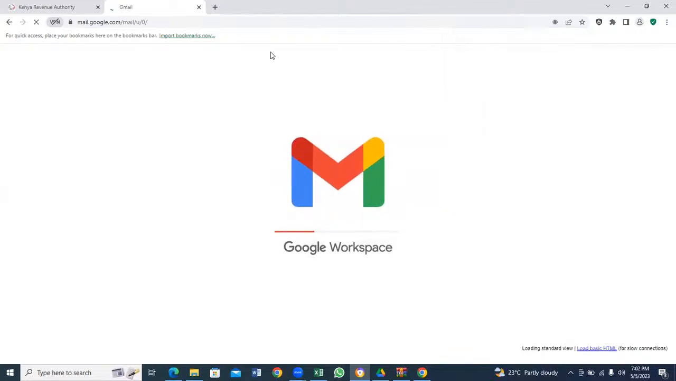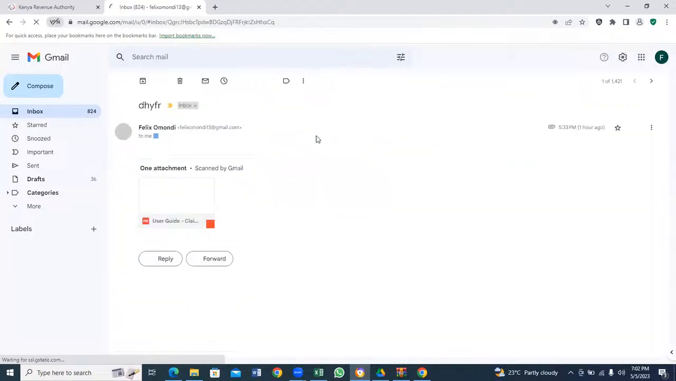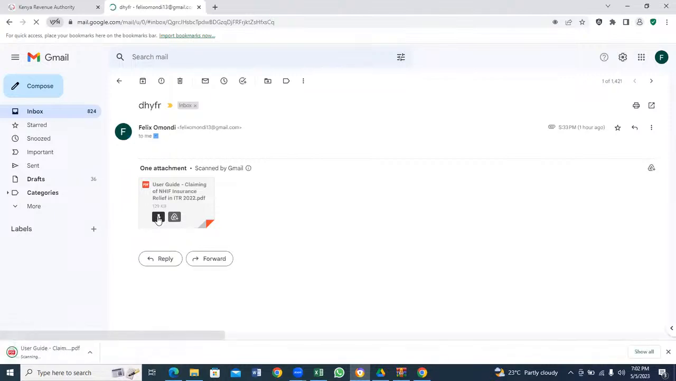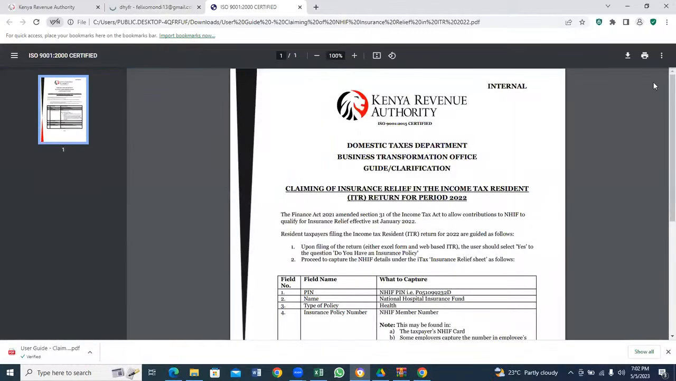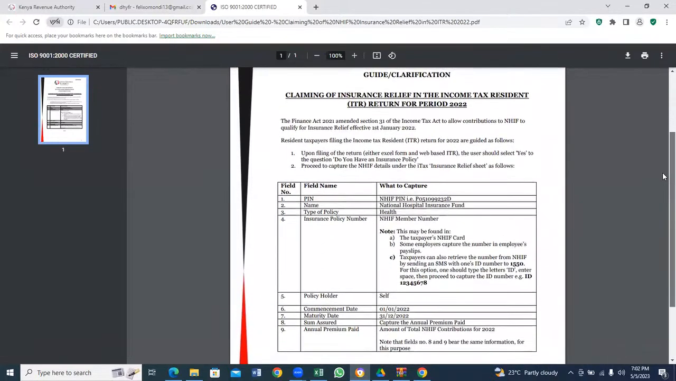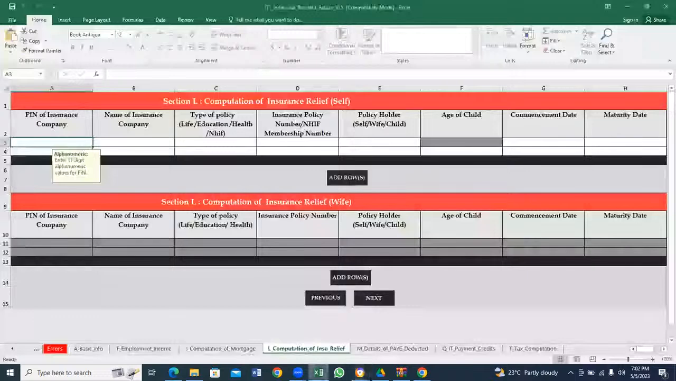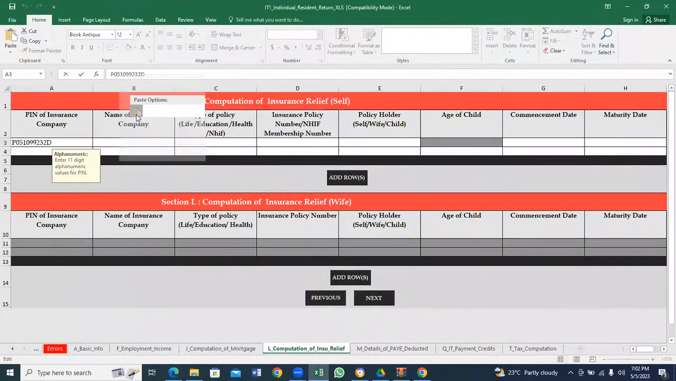So let's see how we claim insurance. This is how we claim relief on NHIF contributions. So the pin of NHIF iko hapa. This is just a guideline for claiming. So this is the pin of NHIF. Come and put it, click it, weke hapa, click it and put it here.